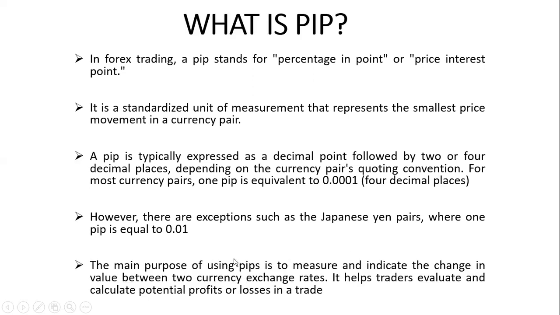So the main purpose of using PIP is to measure and indicate the change in value between currency exchange rates. In a previous video, I told you about fluctuation in exchange rate. So today we'll be looking at that in detail. As you can see, the main purpose of using PIP is to measure and indicate the change in value between 2 currency exchange rates. It helps traders evaluate and calculate potential profits.